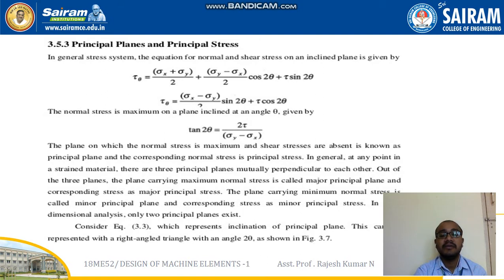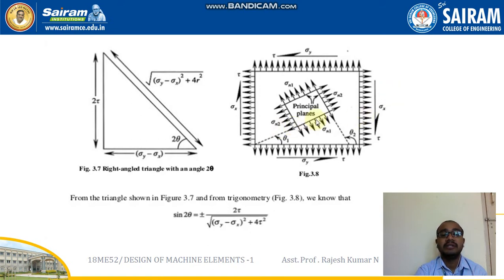Let us consider one equation, which I will be showing in the coming slide, which represents the inclination of the principal plane. This can be represented with a right angle triangle with an angle 2 theta. Here you can see a two-dimensional plane where sigma x and the shear stress are acting. You can see sigma x here and here, and sigma y here and here, and these are the principal planes, because these two planes will be having more stress. So these planes we are calling the principal planes, and the stress present on these two planes we call the principal stresses.